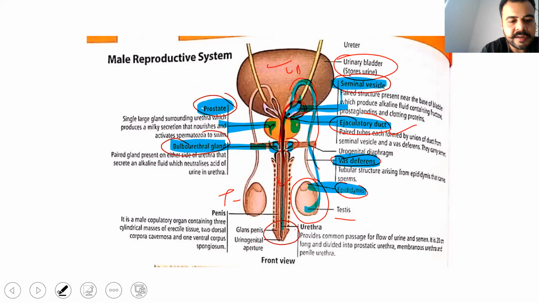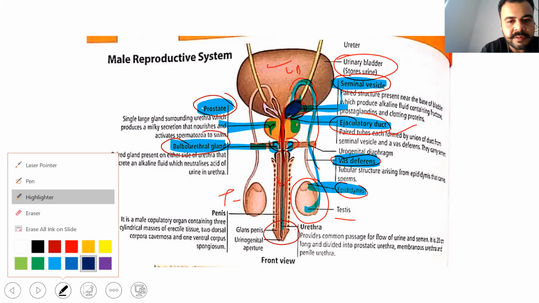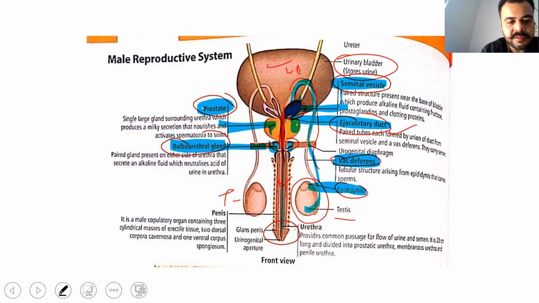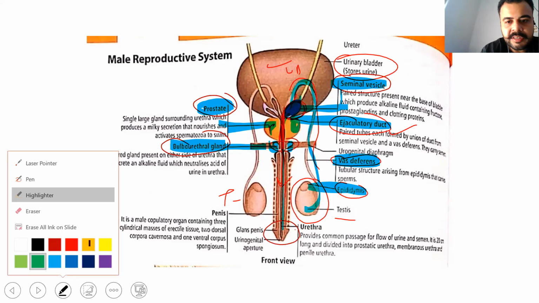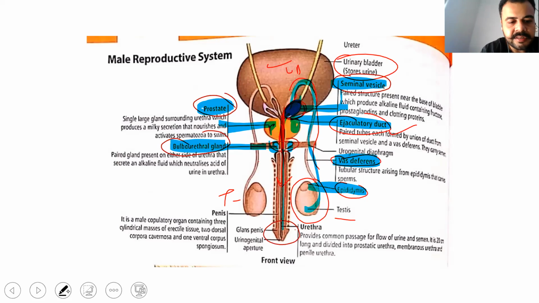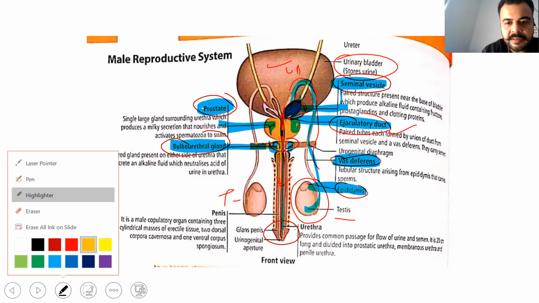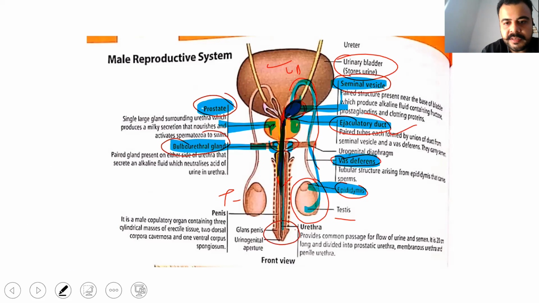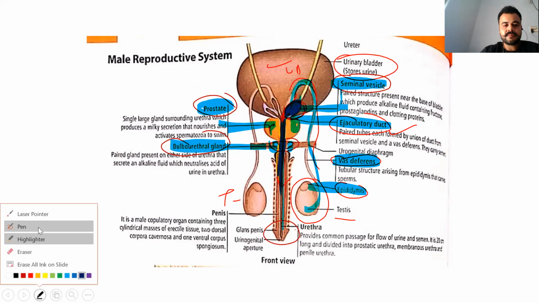The secretions are added over here after it comes from the seminal vesicle. After this, the sperms will come through. After the sperms reach this part, they will add the secretion. Secretions are added after the sperms reach this part. You can see this mark where the prostate and bulbourethral gland will add their secretion.